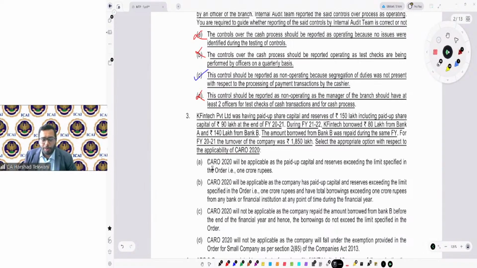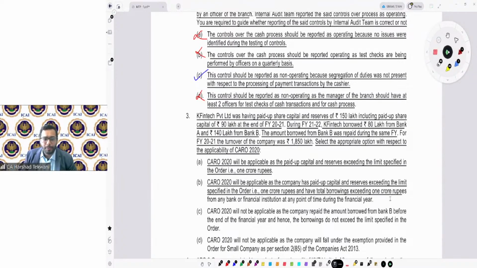Option 1: CARO 2020 will be applicable as the paid up share capital and reserves exceed the limit specified in the order, that is 1 CR. Option B: CARO 2020 will be applicable as the company has paid up capital and reserves exceeding the limit specified in the order, that is 1 CR, and total borrowing exceeded 1 CR rupees from any bank or financial institution at any point during the year.